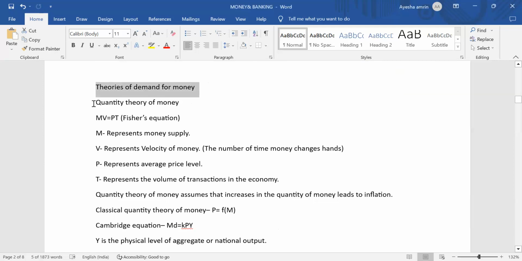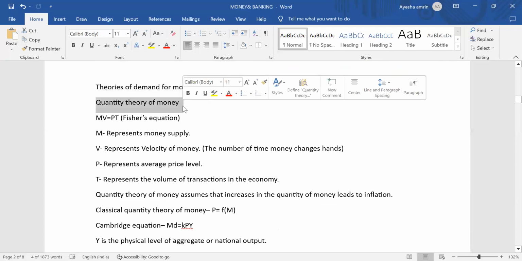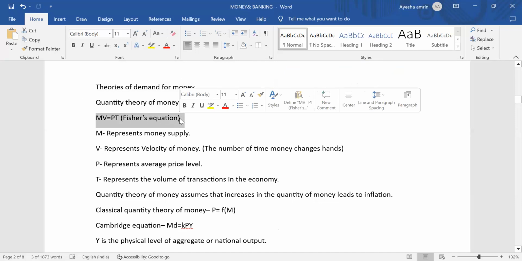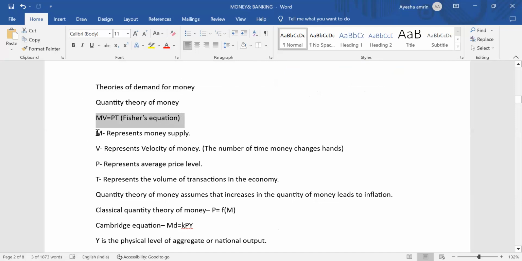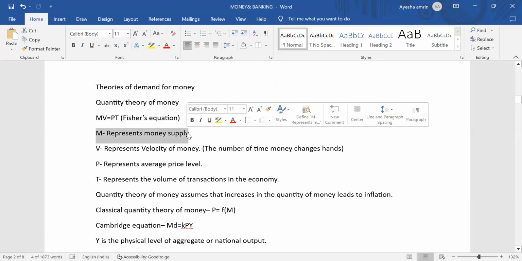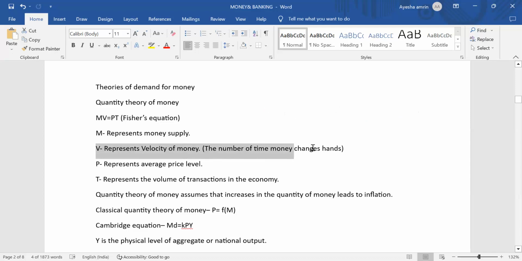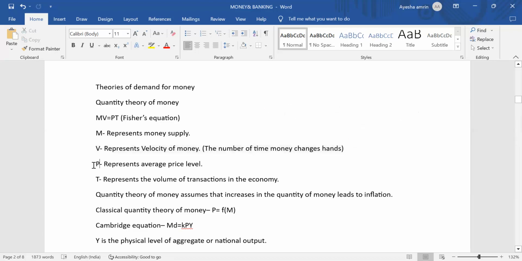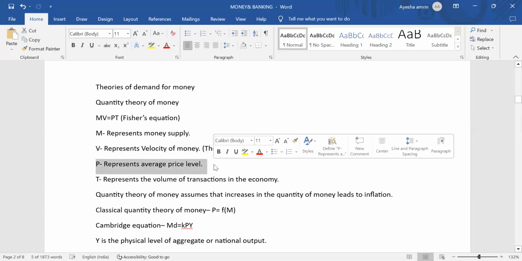The first theory is the quantitative theory of money. See, the quantitative theory is represented by Fisher's equation, MV is equal to PT. Now write down this equation and I'll tell you what exactly it is. M represents money, the money supply, how much money is being supplied. V represents the velocity of money, the number of times the money has changed hands. And P represents the price level. How much is the price?